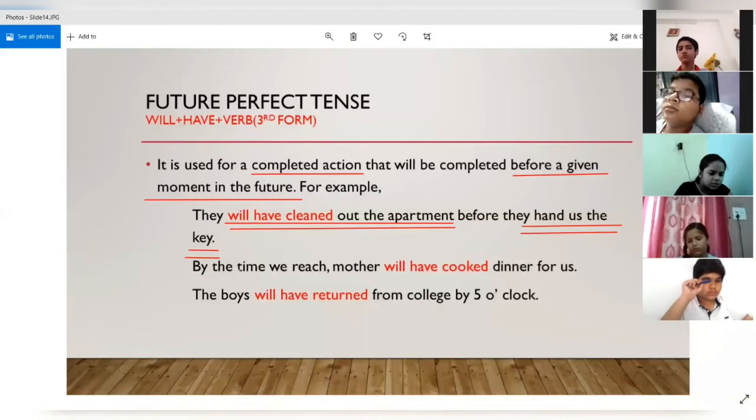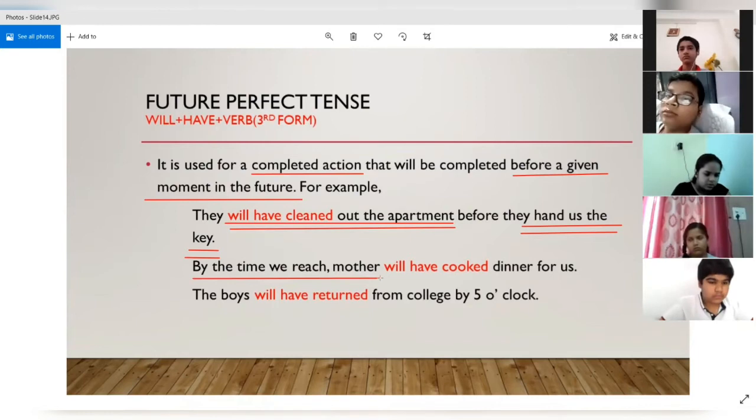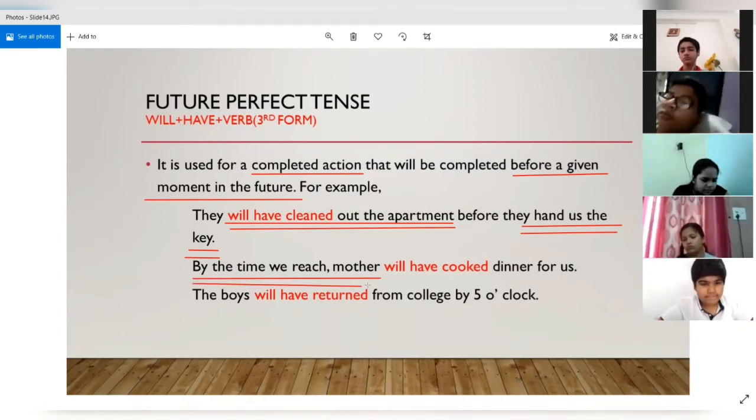Now see the next example. By the time we reach mother. So now in this case, you see, this is the moment in future we are talking about, by the time we reach mother. So this is the moment in future that we are talking about.